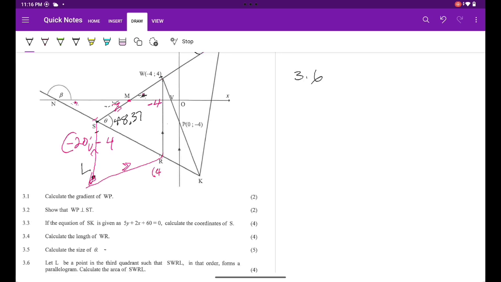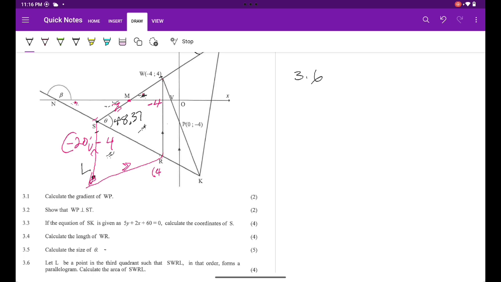Now, we want the area of this parallelogram. So if we can get the area of this triangle, we can just double it, because now these triangles are congruent. So we are going to work on the area of WSR.